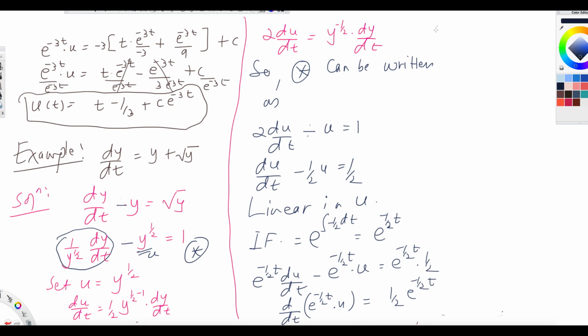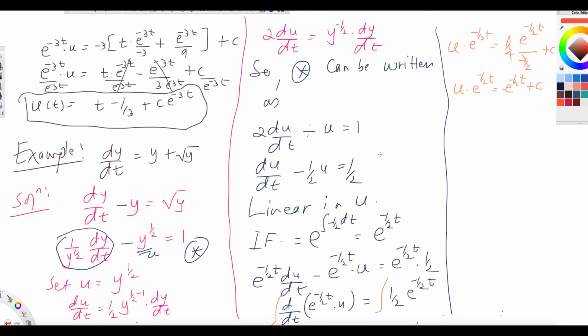So integrate on both sides. What do you get? The integration and the derivative will cancel out. You will get u times e to the negative 1/2 t equals 1/2 e to the negative 1/2 t over negative 1/2, because e to the ax has the integral e to the ax over a. So that 1/2 and 1/2 will cancel out, so what is left is negative e to the negative 1/2 t plus c. Don't forget that. You see that? So what do you get then?